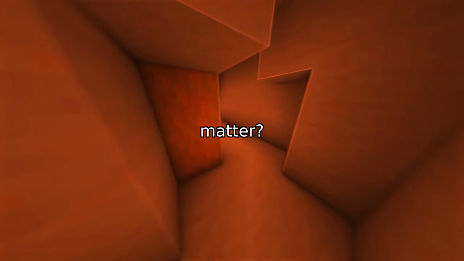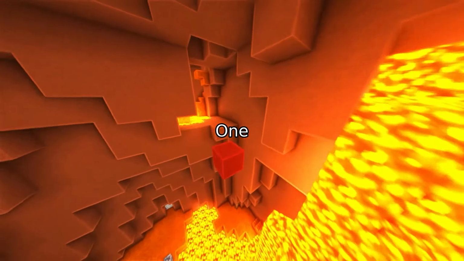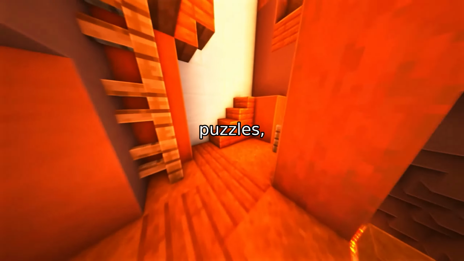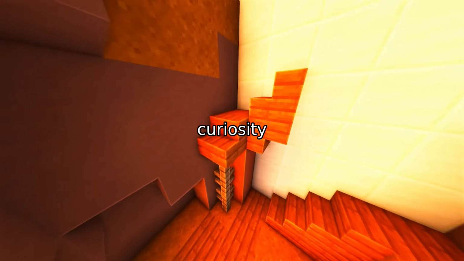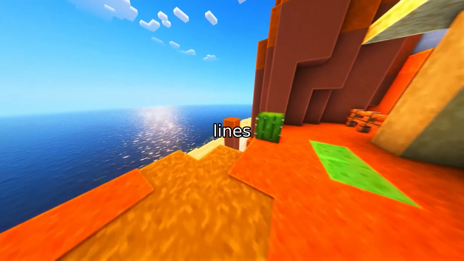So why does this matter? Because we're moving toward a future where AI isn't a mysterious oracle, but a collaborator. One that doesn't just answer questions, but helps us understand them. Whether it's decoding art, diagnosing diseases, or solving puzzles, this tech is bridging the gap between human curiosity and machine power. Stay curious, because the next big breakthrough is probably just a few lines of code away.